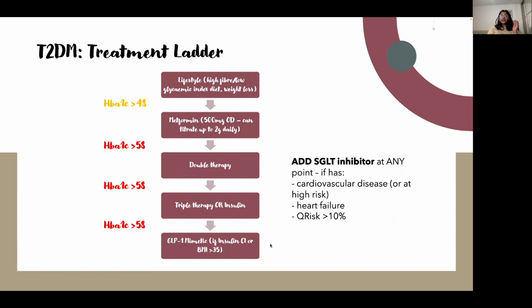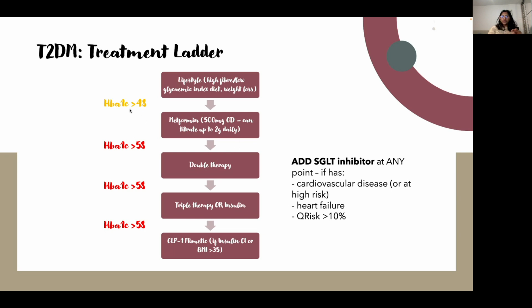Just to mention as a side note, if a patient at any point is at risk of cardiovascular disease, or has had a heart attack, or has heart failure, or has a QRisk score of more than 10%. So QRisk is basically the likelihood that a person will have a cardiovascular event in the next 10 years of their life. So a heart attack, for example. Essentially, any risk to the heart, you will add an SGLT2 inhibitor. So that's our GlowFlow drugs, so our gliflozins. And it doesn't matter what they're on before. So I hope that makes sense.